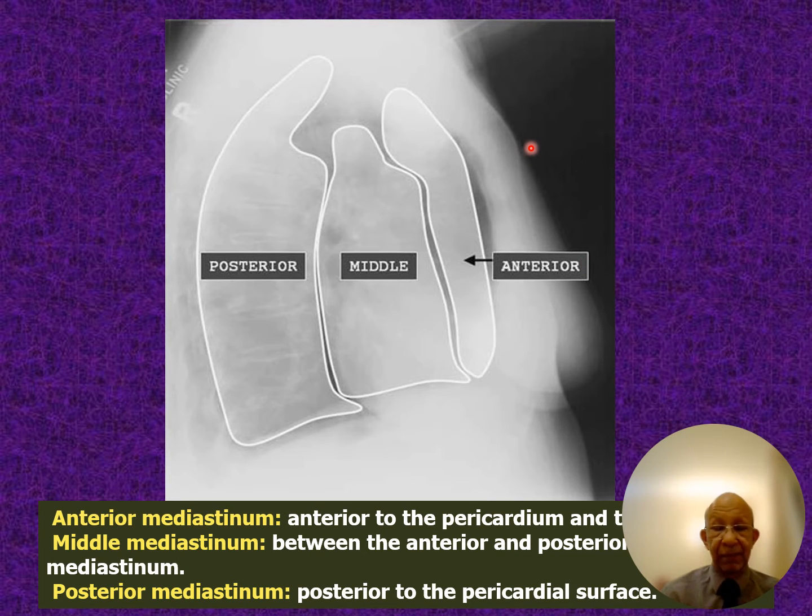Now, it is important to recognize on the X-ray that the mediastinum is usually divided into two parts, superior and inferior, and the inferior mediastinum has three components: anterior, middle, and posterior. The anterior mediastinum is anterior to the pericardium. The middle mediastinum is between the anterior and posterior mediastinum, and this includes the heart and major vessels in this area. And then the posterior mediastinum is posterior to the pericardial surface. Now, this is a way of identifying the anatomical location of abnormalities when you look at an X-ray.